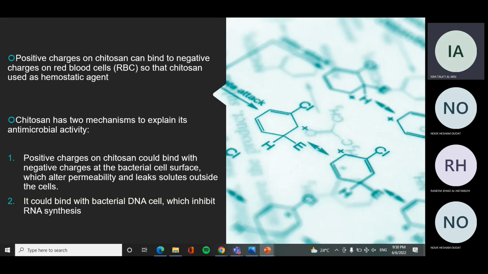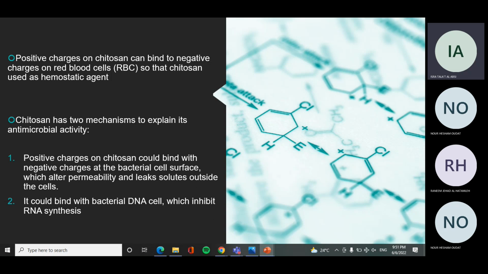Okay, my name is Isra Absi and I will continue about the chemical structure of chitosan. Chitosan has a positive charge that can bind to the negative charge on red blood cells, RBCs, so that chitosan is used as a hemostatic agent. We have two mechanisms to explain the antimicrobial activity of chitosan.